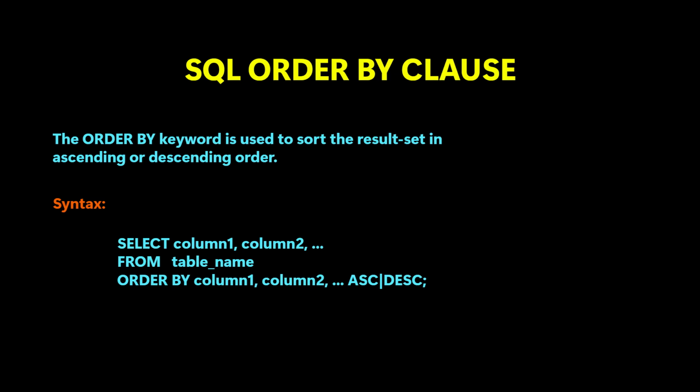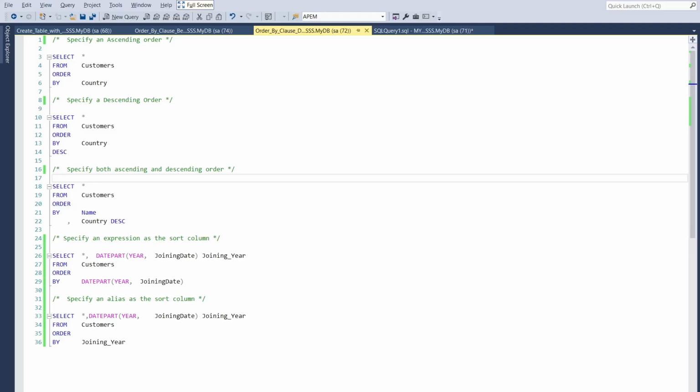Syntax of SQL order by is: select column 1, column 2 from table name, order by column 1, column 2, ascending or descending. Let's walk through some examples of the order by clause in action.